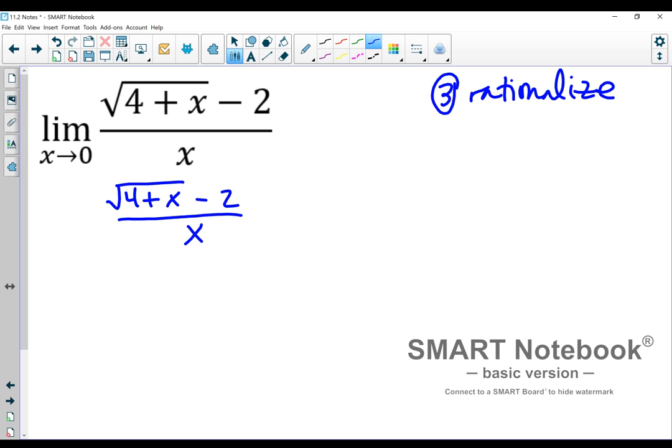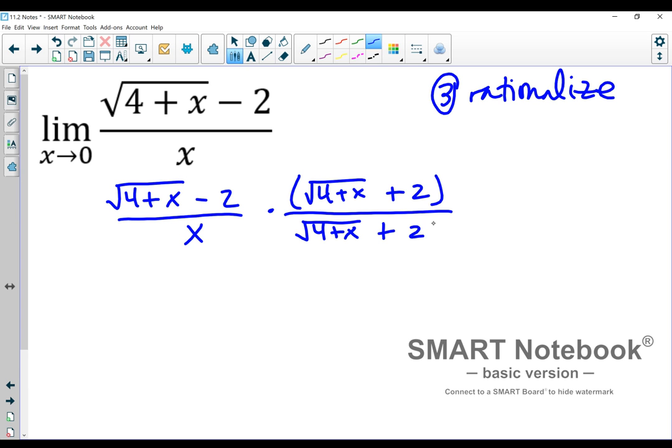So here's my original problem, and now I'm going to multiply it by square root of 4 plus x plus 2 on the top and bottom. And this doesn't always work. Sometimes you don't even have a limit. We'll look at that in 11.3. So in my numerator, when I'm multiplying, they both have the square root of 4 plus x, and then there's a minus, and then there's a plus, and there's 2's. Remember, we get that difference of squares.